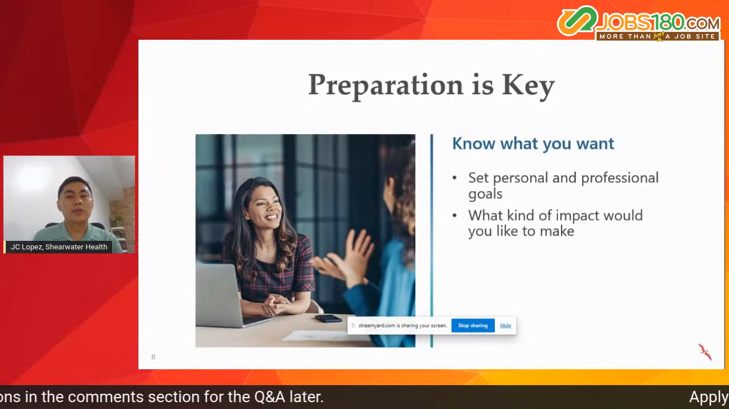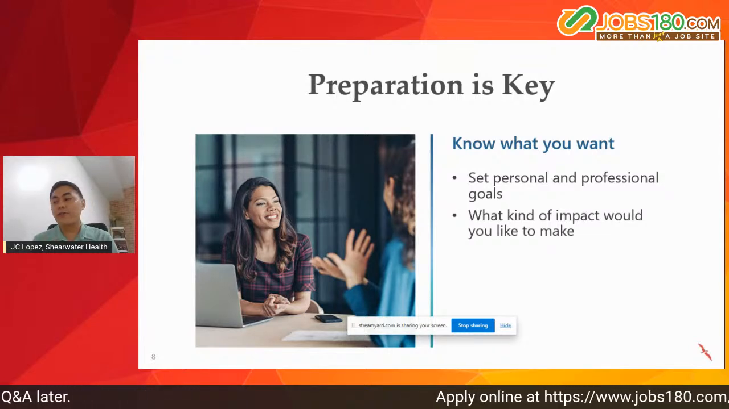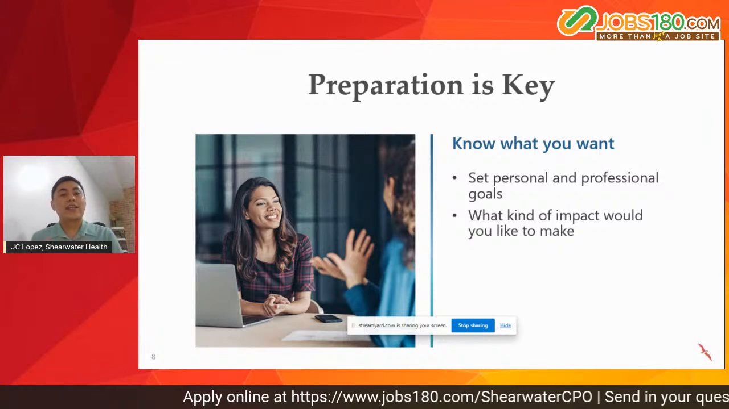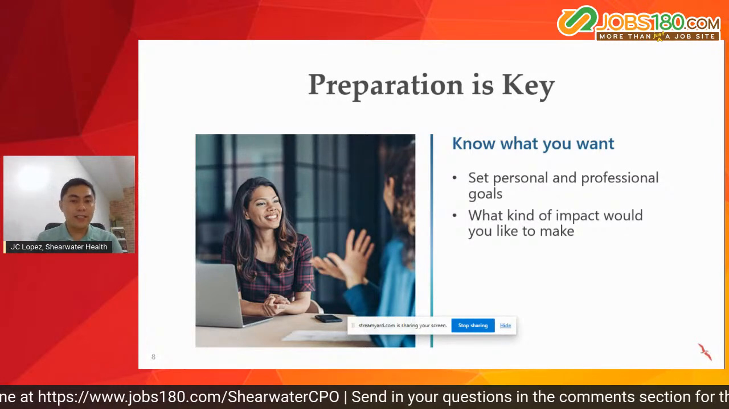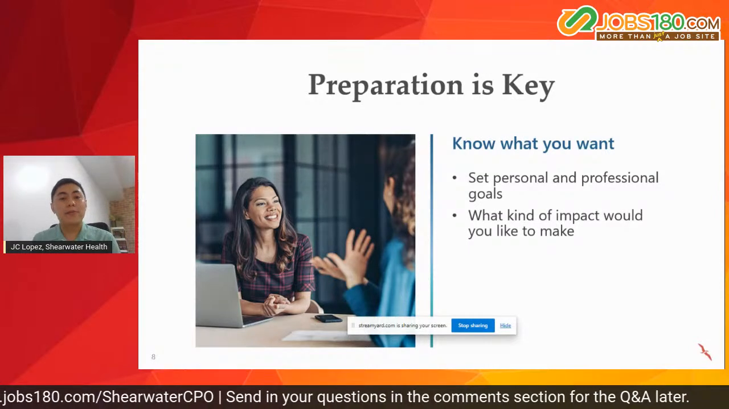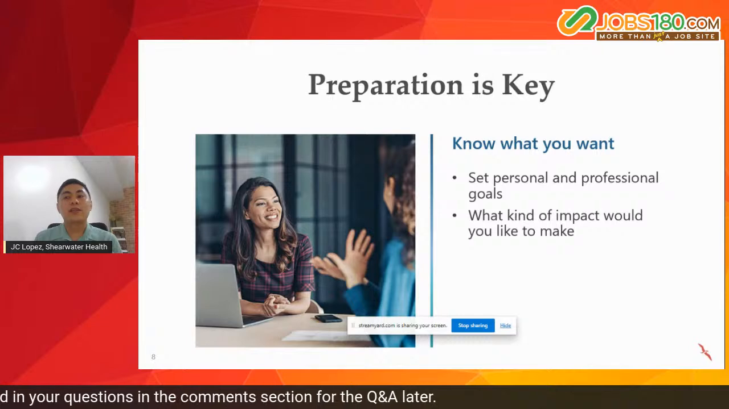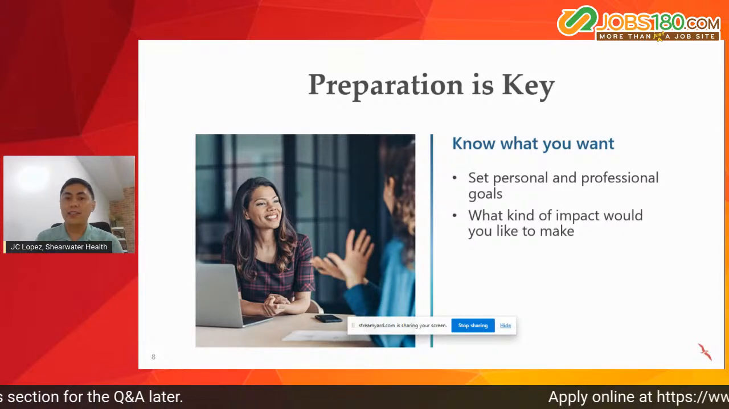You set your personal goals and professional goals, and what kind of impact you would like to make in 3 to 5 years time. I would like to be this person. Is this the company that would help me reach that goal? If the answer is yes, then maybe that's the company for you. I have no plans in 2 to 3 years time. I just need to make ends meet. Will this company provide? If the answer is yes, then go for it.